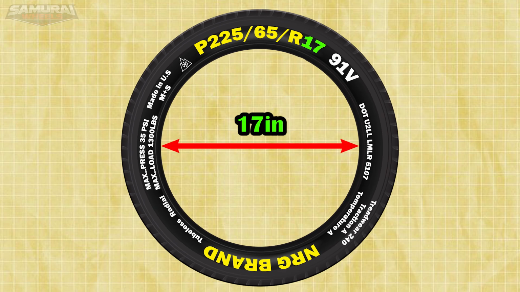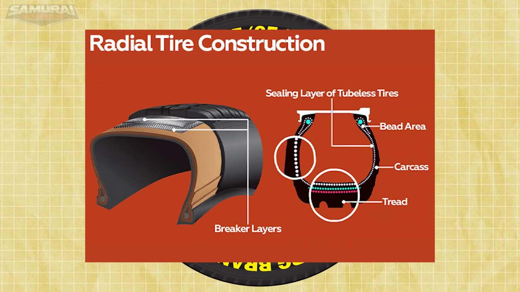Radial tires are the most common tires on the road today. They're called radial because the tire's internal ply cords are orientated in a radial direction, from one bead over to the other, at right angles to the direction of the tire's rotation.